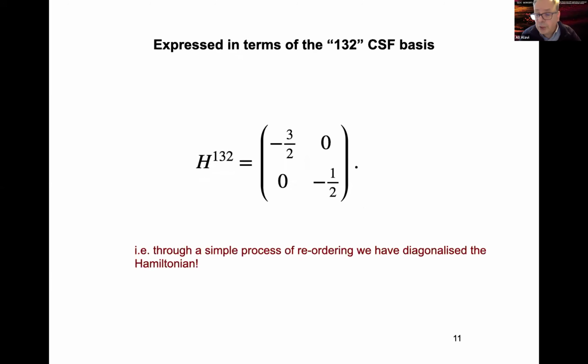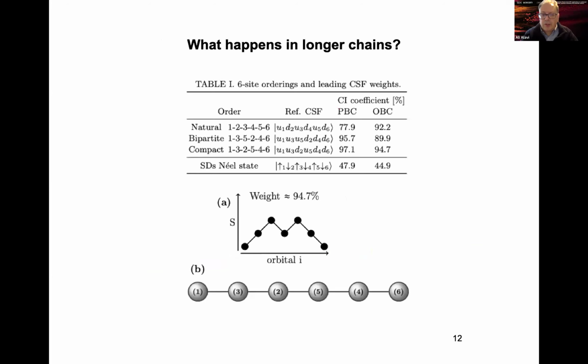However, most interestingly, if you express the Heisenberg Hamiltonian in this 1-3-2 basis, where you've permuted the two labels, you actually find that the Heisenberg Hamiltonian is already diagonal in that basis, and you have nothing more to do. So in other words, we've discovered a unitary transformation, which is just a pure reordering. You've actually managed to diagonalize this Heisenberg problem. So that's something we found really quite interesting.